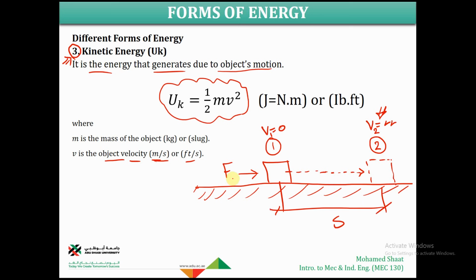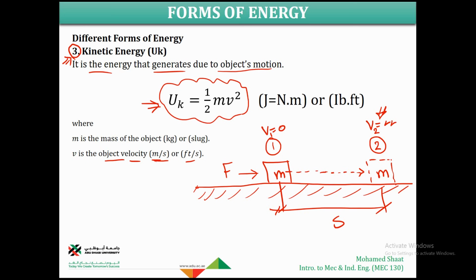So if you multiply the force times S, this is going to give you the work that you are applying or exerting over the box. This work will be converted into kinetic energy, and this is what gives the object the energy to move with a certain velocity. This kinetic energy is known as 1/2 the mass of the object, because the kinetic energy depends on the mass of the object.